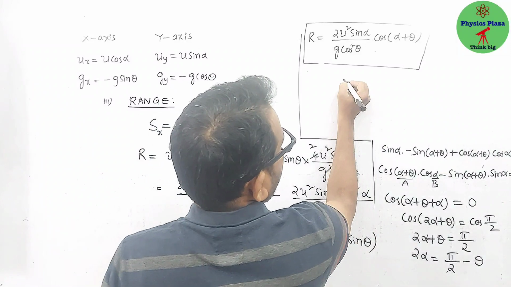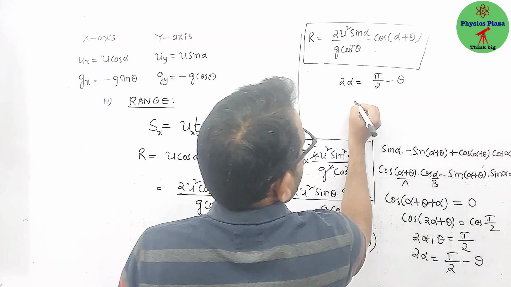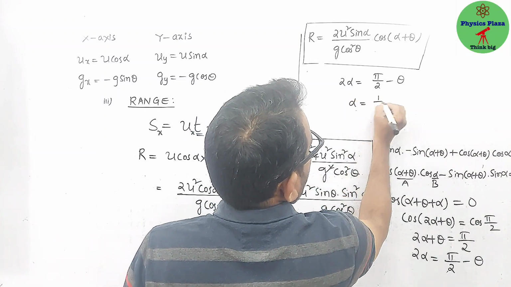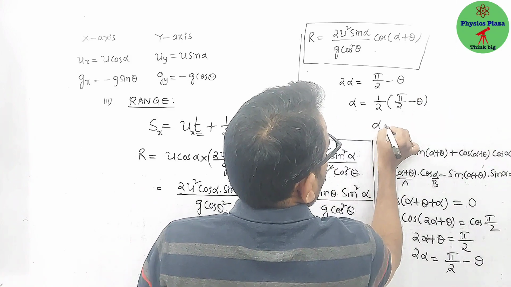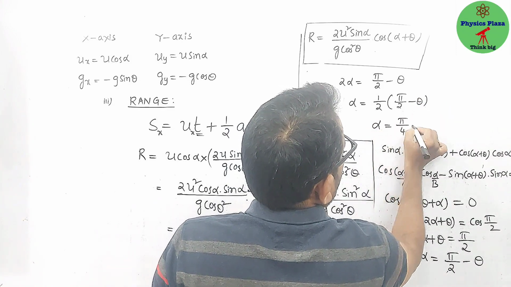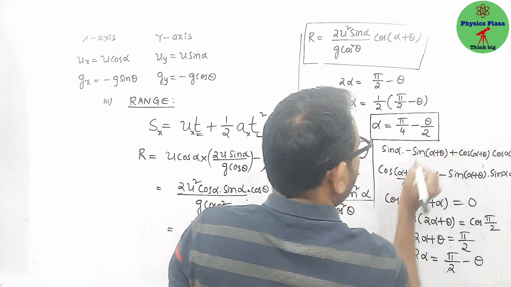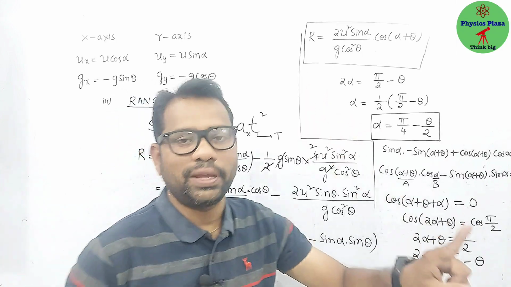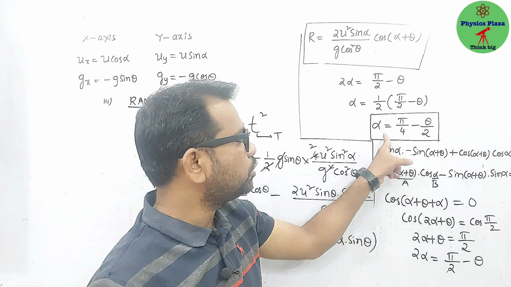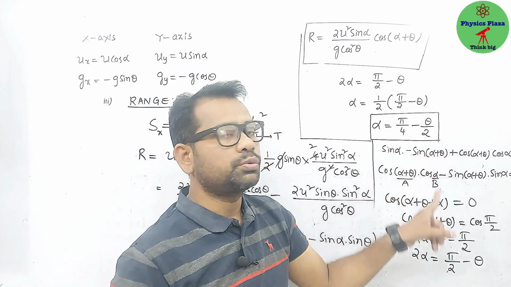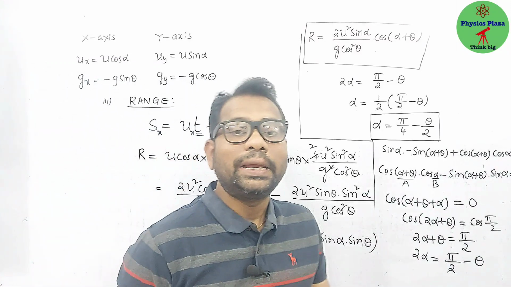Okay, now we got 2 alpha is equal to pi by 2 minus theta. So alpha is equal to, 2 will go this side, 1 by 2 into pi by 2 minus theta, or you can write alpha is equal to pi by 4 minus theta by 2. So dear children, with this much angle, a body should be projected on the inclined plane so as to have a maximum range. So alpha is equal to pi by 4 minus theta by 2. So dear children, this is the concept of projectile motion on an inclined plane.